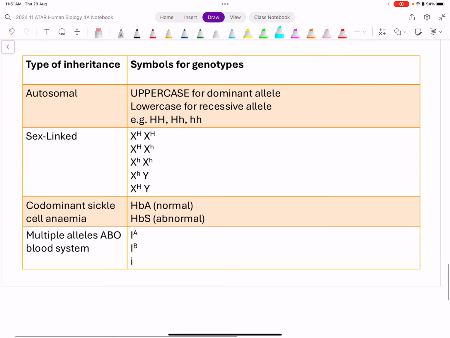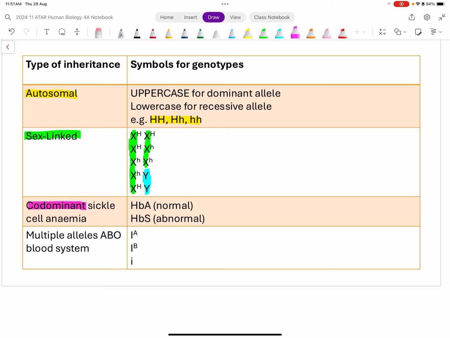So to recap now our four models of inheritance that we've looked at. In our first lesson, we looked at autosomal inheritance. We looked at using uppercase letters for dominant alleles and lowercase for recessive alleles, and we could pick from a variety of letters. In our second lesson, we looked at sex-linked traits, and we looked at how when we're writing these genotypes, we need to make sure that they are expressed using the X and Y chromosomes. In this lesson, we have just looked at codominance, and the example for codominance that we have looked at specifically has been sickle cell anemia.